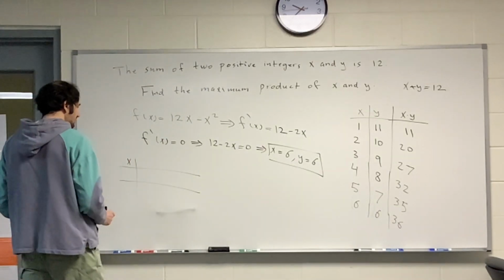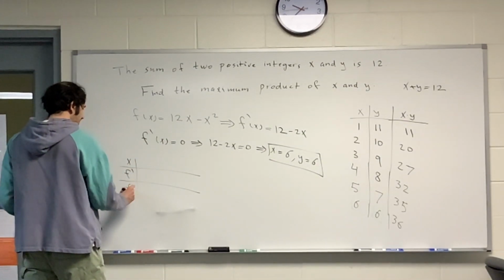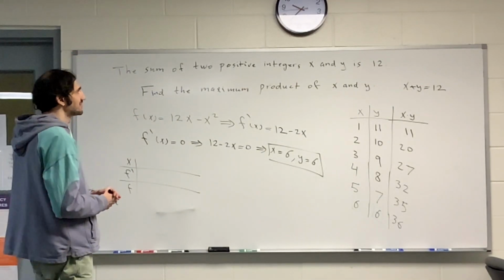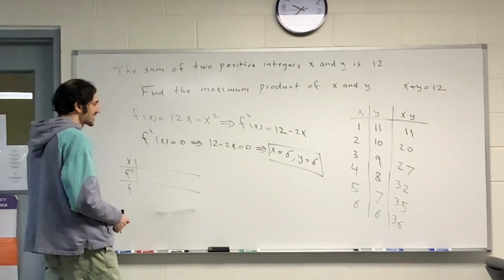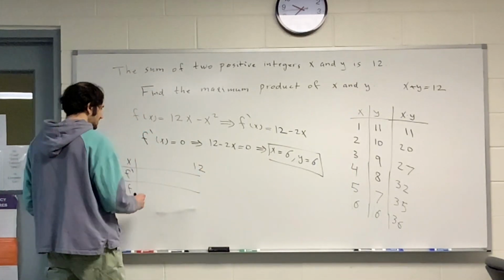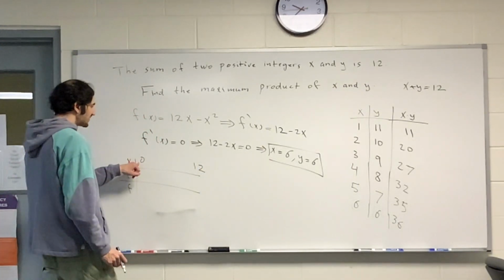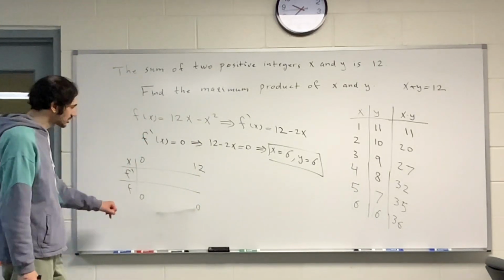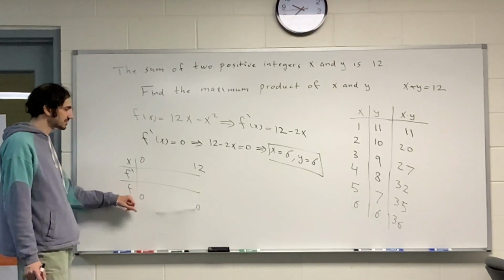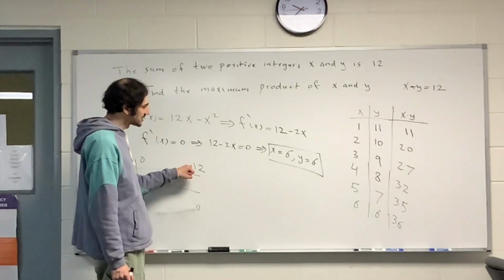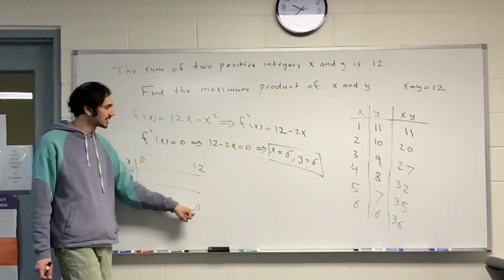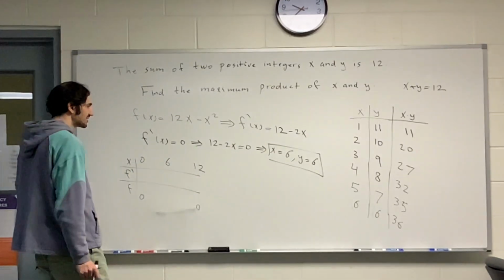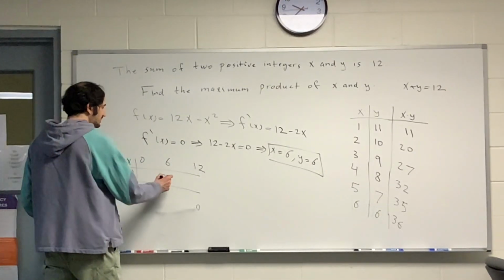x is my variable, and here I have my derivative, and here I have my function. X, as you see above, is a positive integer, and the sum of x and y is 12. So x cannot exceed 12, and it cannot equal 0. In both cases, my function will equal 0. Why? Because my function is a product: 0 multiplied by whatever number gives 0. And for x equals 12, it means y equals 0, and again my product is 0. And in the middle here, I have this critical point, which is 6. This is the point that makes my derivative equal to 0.